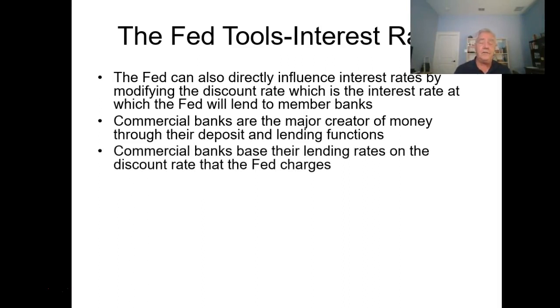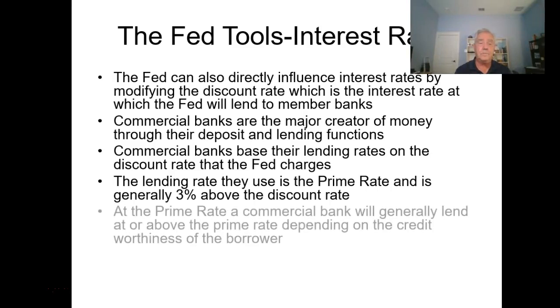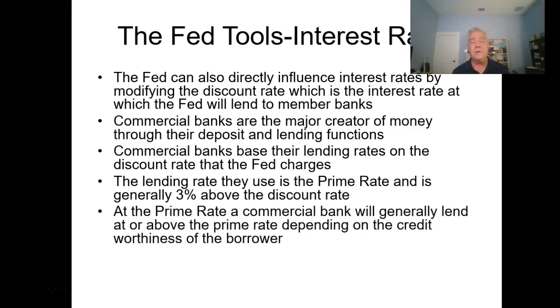They base their lending rates on the discount rate that the Fed charges, actually the Fed funds rate. The lending rate they use, the prime rate, is generally 3% above the discount rate. We went through that. As for the prime rate, a commercial bank will generally lend at above the prime rate depending on the creditworthiness of the borrower. Again, Donald Trump is at prime rate, Vince Neubel is prime plus 2%. So we use the term Fed funds rate and the discount rate in the same vein, but basically it's the prime rate which is 3% above the discount rate. Loan rate would be 2% over prime. That's you, Vince.